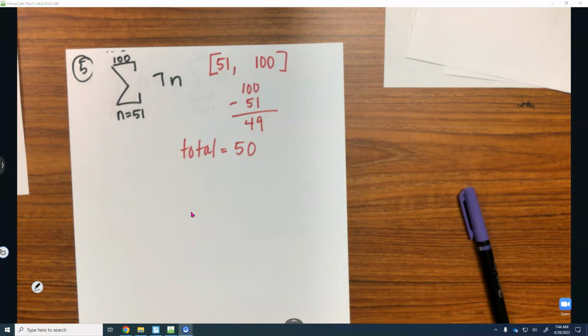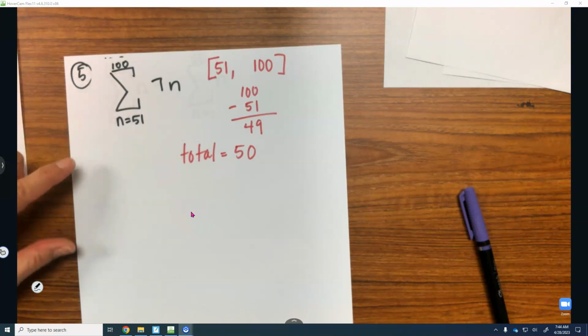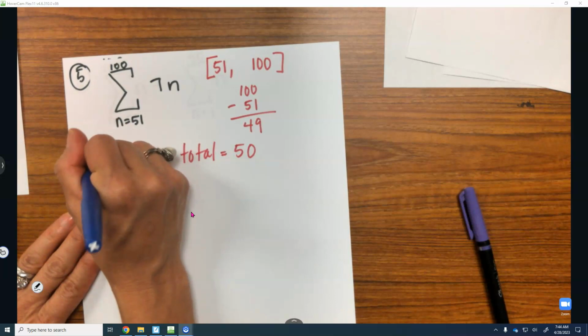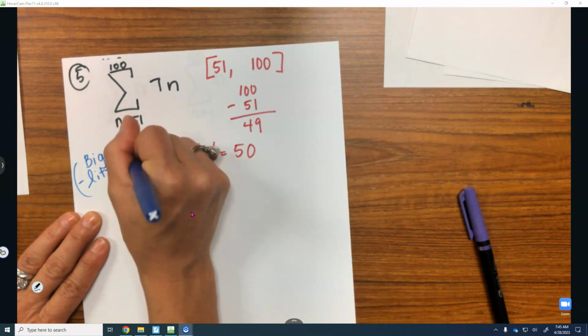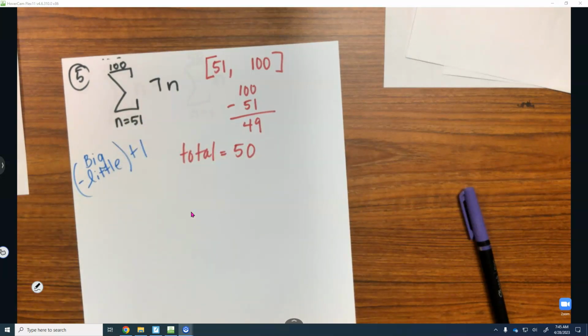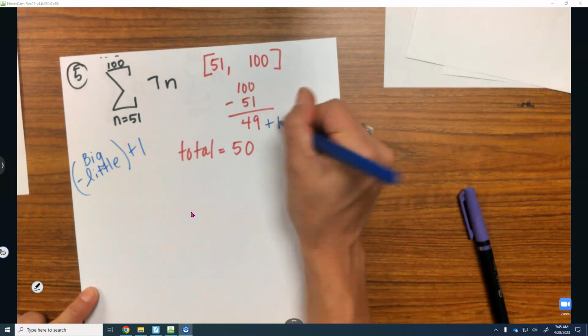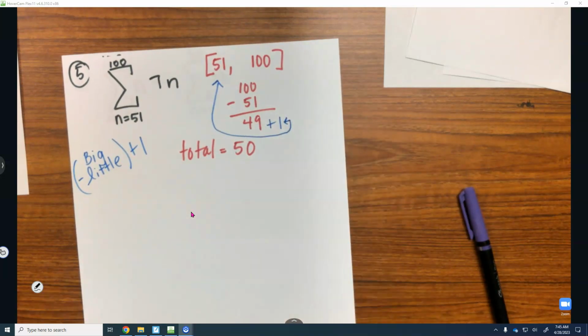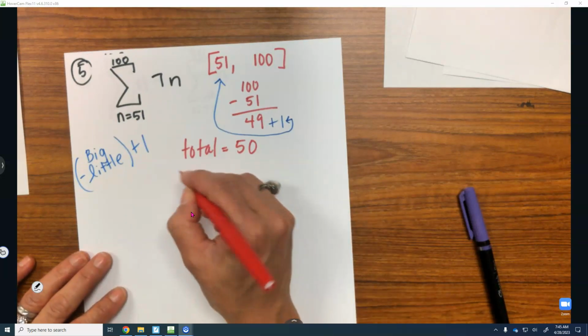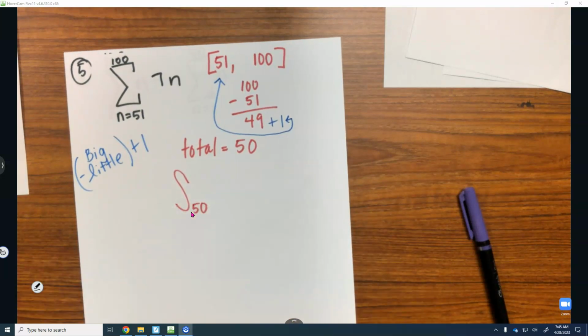And guys, if that doesn't make sense, on these partials, when it doesn't start at 1, just remember to find the total. It's big minus little plus 1. If you just want to remember that formula, just remember that formula. So 49 plus 1, and remember, we're adding plus 1 because we're including the 51. Okay, so now that I've told you the total, it's going to be a partial sum of 50 terms.